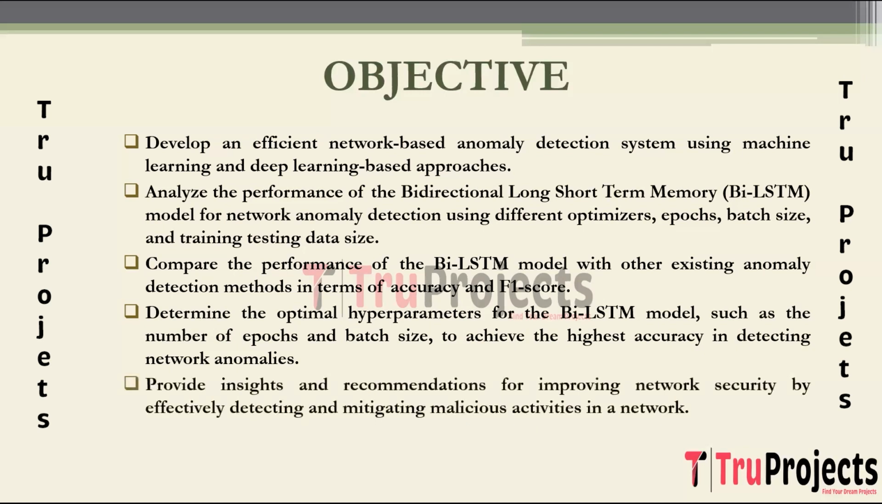The objective is to derive meaningful insights from the project findings and offer actionable recommendations for enhancing network security. By understanding the strengths and weaknesses of the BiLSTM model and other anomaly detection methods, the goal is to contribute to the development of effective strategies for detecting and mitigating malicious activities in network environments.